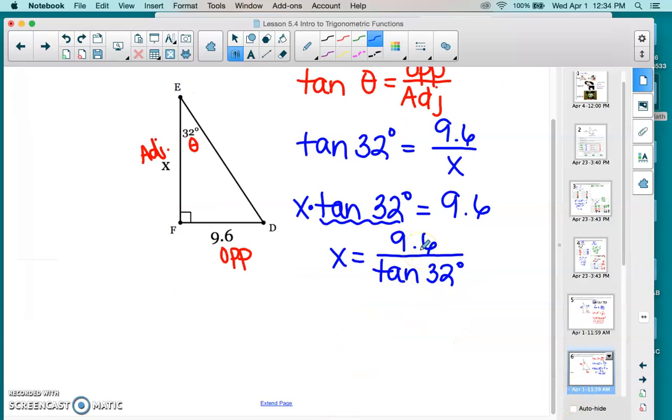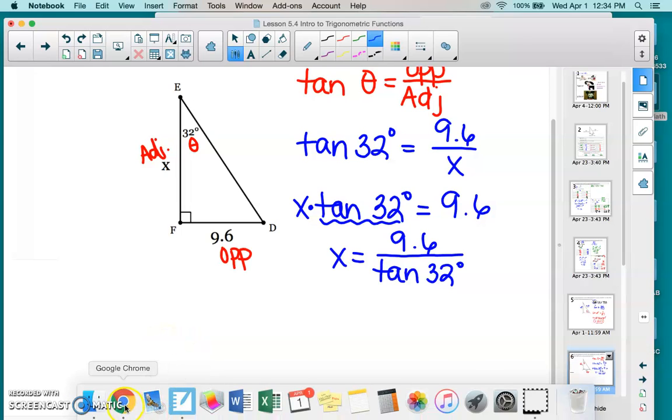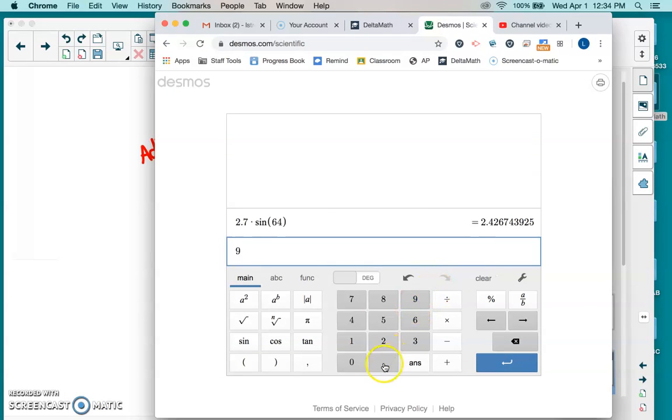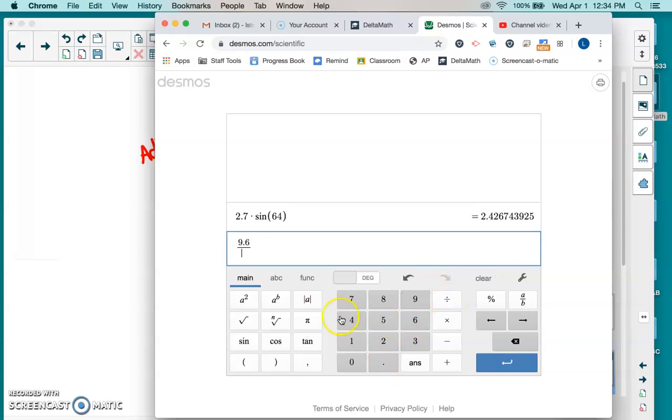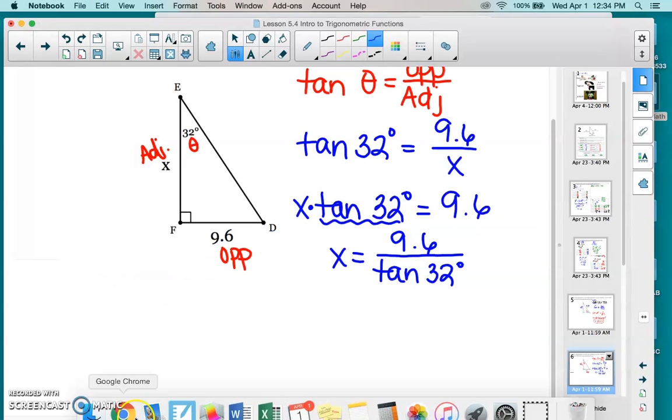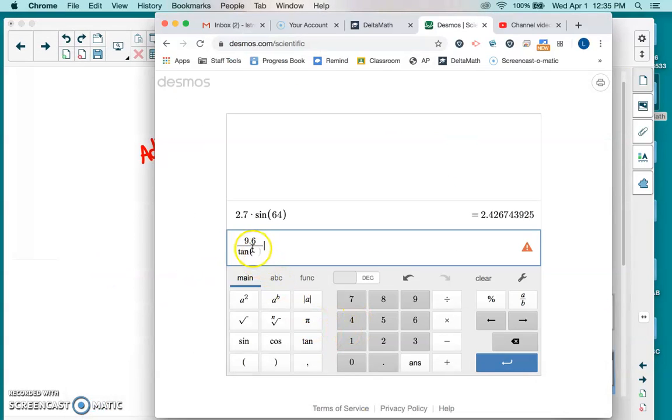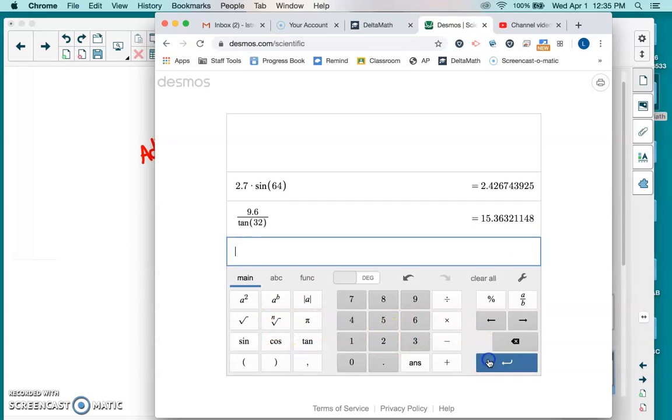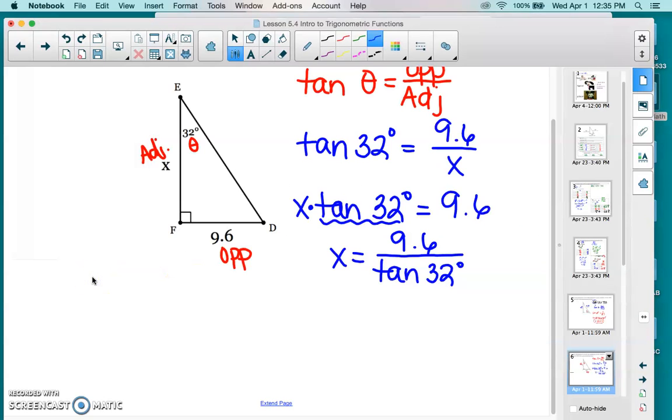The very last thing that I will do is type into the calculator. That's the very last thing. We don't want to type in too soon because then our answers will be off due to rounding issues. So 9.6 divided by, what was it? Tangent of 32. And again, just make sure that you are still in degrees. So it's looking like 15.4 if we round.